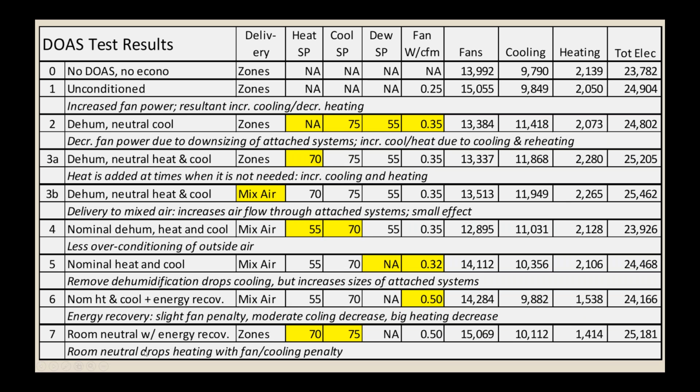And then the last scenario here, instead of the 55 to 70 temperature range, we're going to the 70 to 75 temperature range. And again, there's an increase in fan energy, a decrease in heating, and an increase in cooling because we're generally delivering air that's overconditioned.